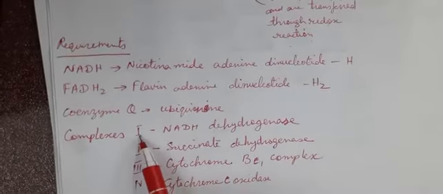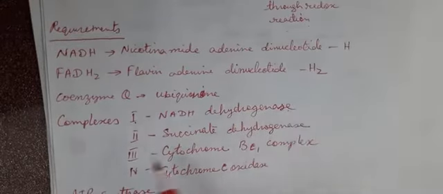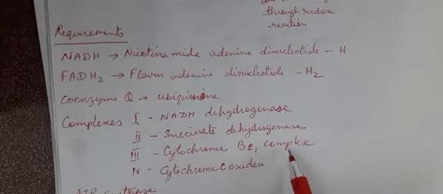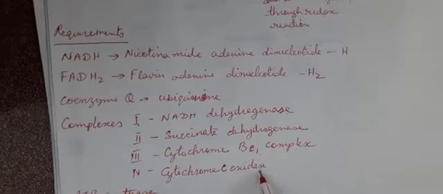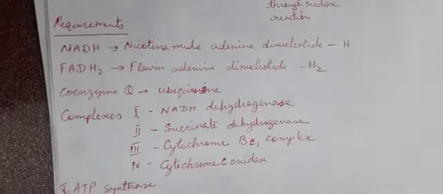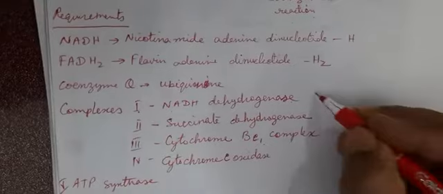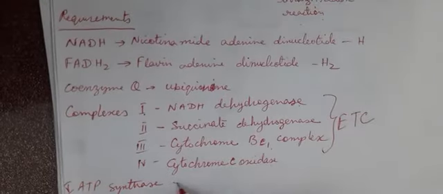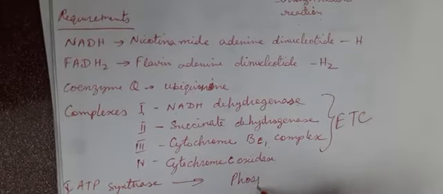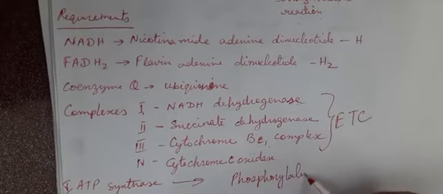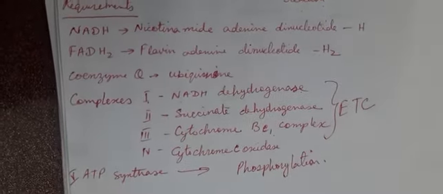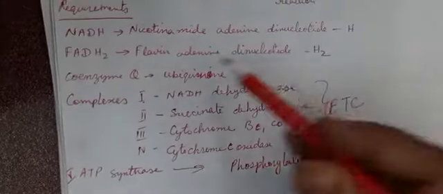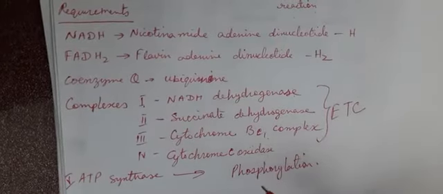So the first enzyme complex is NADH dehydrogenase, second is succinate dehydrogenase, third is cytochrome BC1 complex, fourth is cytochrome C oxidase, and the fifth one is ATP synthetase. These first four are all involved in ETC, that is the electron transport chain, and the fifth is involved in the phosphorylation, that is the oxidative phosphorylation. All these complexes are found in the inner mitochondrial membrane.